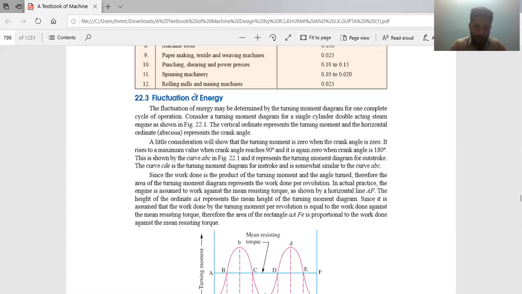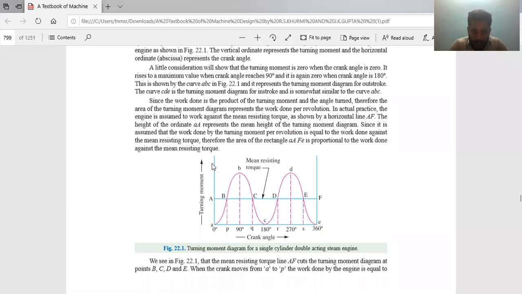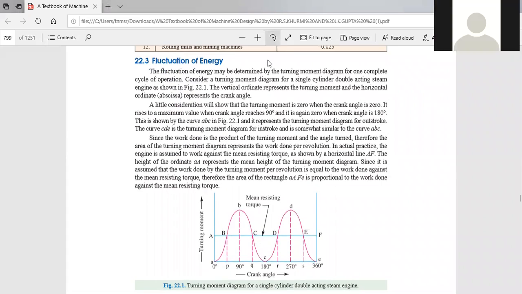But if I talk about fluctuation of energy, I know that area under the torque versus crank angle theta diagram will give me the work done present in the flywheel. Yes or no? This you have already studied in the last semester. So if you are having mean torque line, see, this is turning moment T in y-axis. This is crank angle theta. What can be the maximum crank angle theta? Maximum, crank can rotate how many degree angle? 360. So maximum crank angle can be 360 degree.